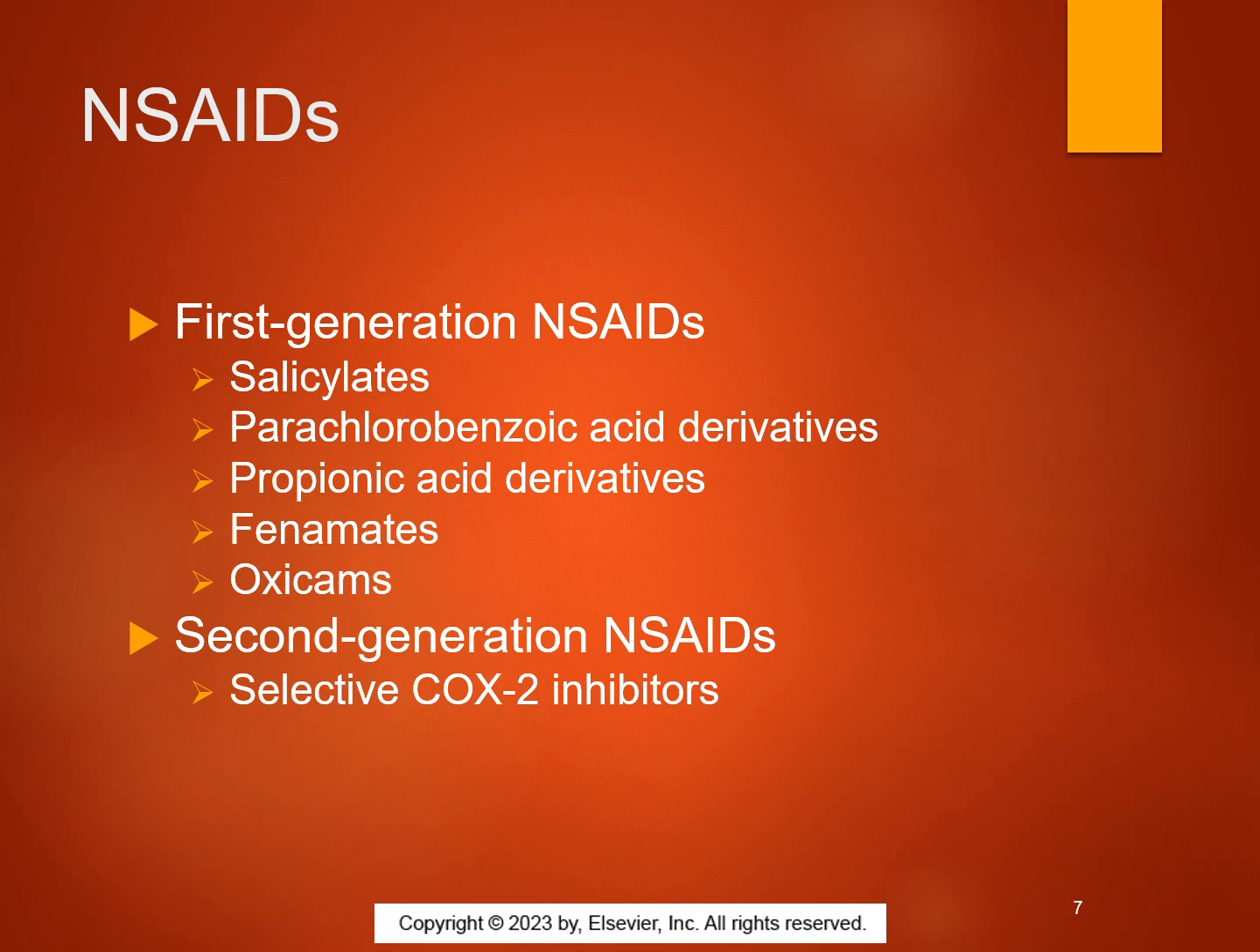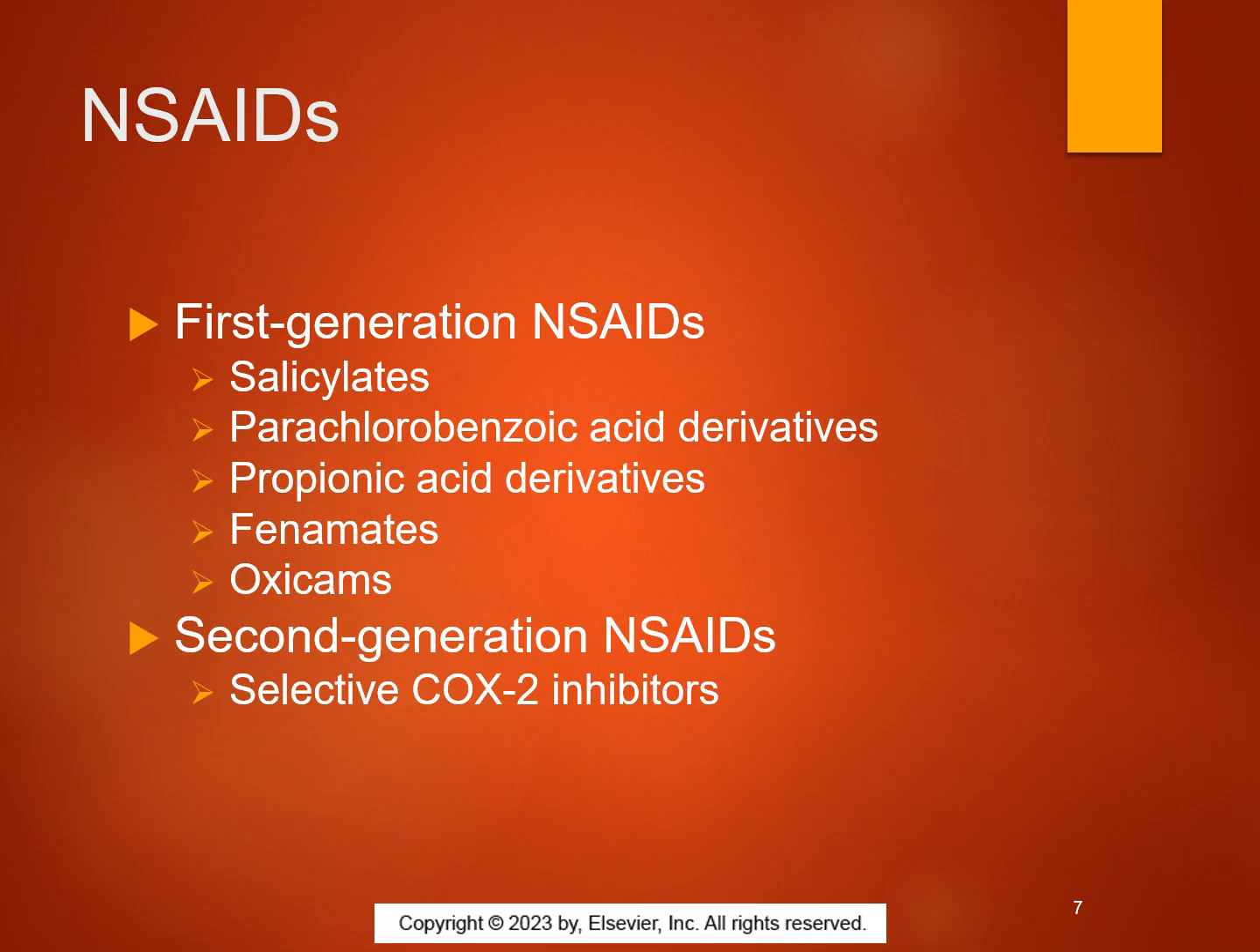So first generation NSAIDs are like aspirin, ibuprofen, and naproxen, and so they block COX-1 and COX-2. First generation NSAIDs are not picky, they block both. And what that means is they're good for pain and inflammation relief, but there's more stomach irritation and more bleeding risk.